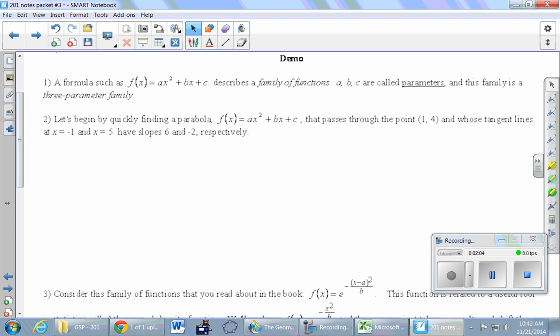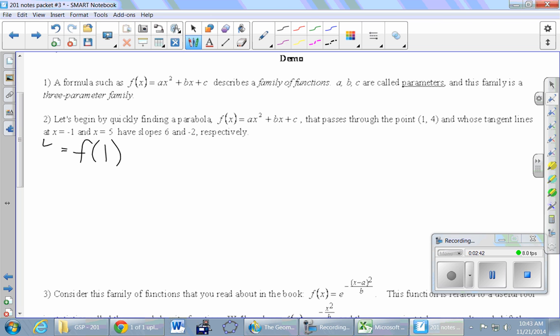Let's begin by quickly finding a parabola, f of x equals ax squared plus bx plus c, that passes through the point 1, 4, and whose tangent lines at x equals -1 and x equals 5 have slopes 6 and -2. Okay, so let's begin at the beginning. We want the curve to pass through 1, 4. So what that means is that f of something is equal to something, which is the 1 and which is the 4.